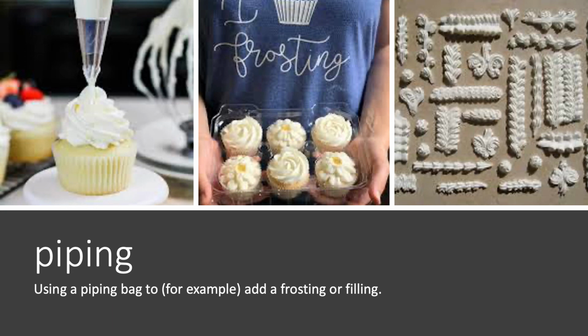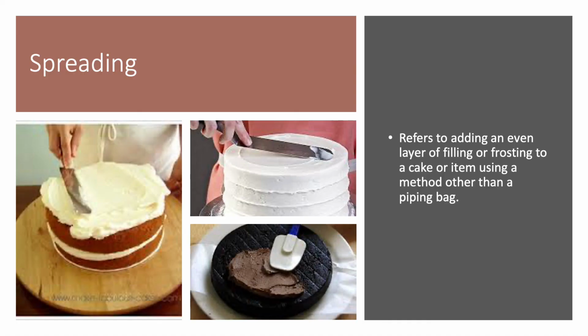Piping. Piping is a finishing product. As I said earlier, it's also about adding an extra element to your product. You can see the picture over there, a couple of different methods for piping. Spreading. What we're talking about with spreading is essentially adding the layer nice and evenly. You can see there's a couple of methods there with some offset spatulas that move the icing around so that it's nice and even and aesthetically pleasing.